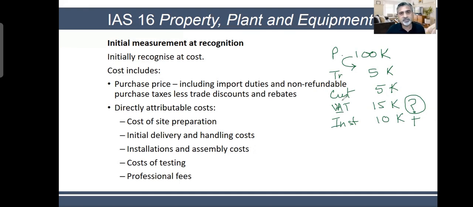It is not your cost. But if the VAT is not recoverable, if you have paid it but you cannot recover it, then you should add it as part of the cost. So with VAT, you always need to see: can I recover it or not? If it is recoverable, do not add. If it is non-recoverable, then you must add.